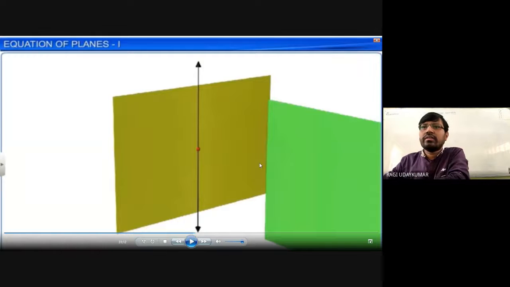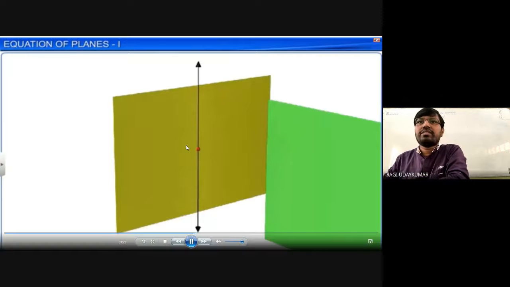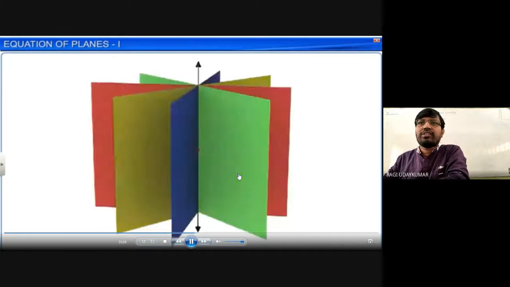Of the line and shortest distance between the lines and angle between the two lines. Now we are going to learn the equation of the planes in different forms, different situations. Four different situations will be given to you. So in each different situation we are going to learn the equation of a plane.